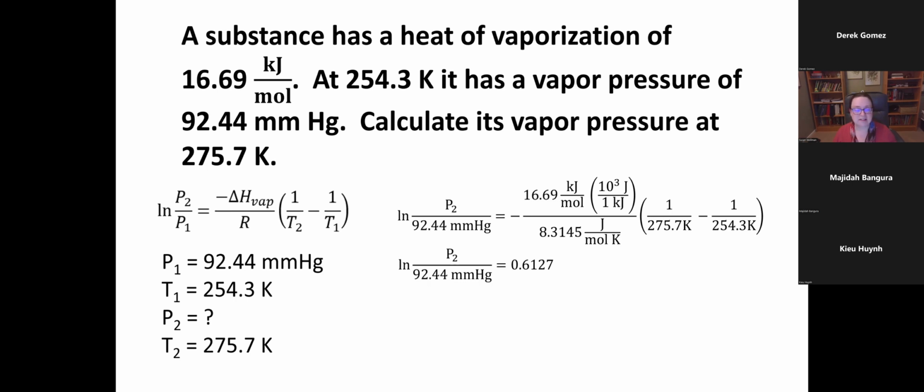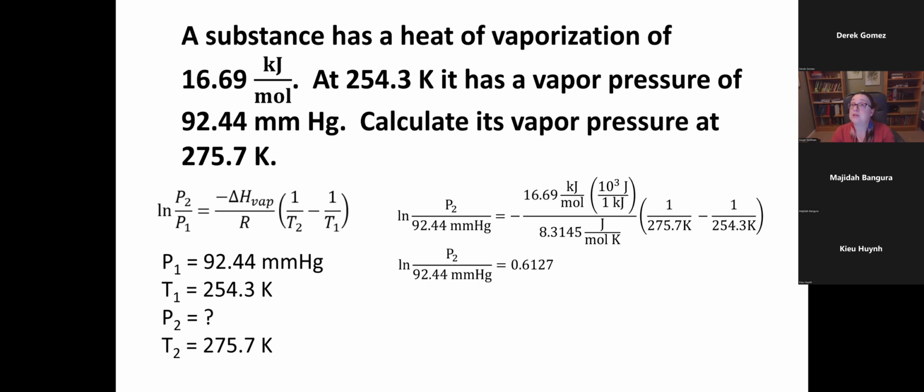That e to the x is the opposite of the natural log function. So that's how we're going to undo this natural log function. We're going to do that inverse function, that e to the x function, on both sides. So if your calculator's sitting there holding your number, 0.6127, you can use your shift to get to that inverse function. So you want to push that e to the x button. That is the opposite of the natural log function.